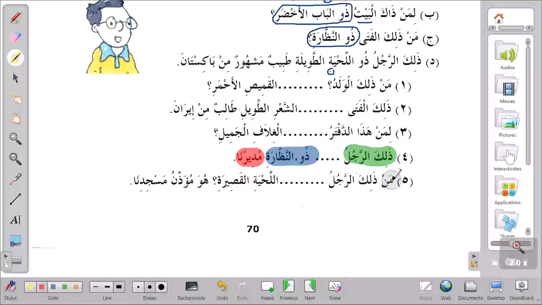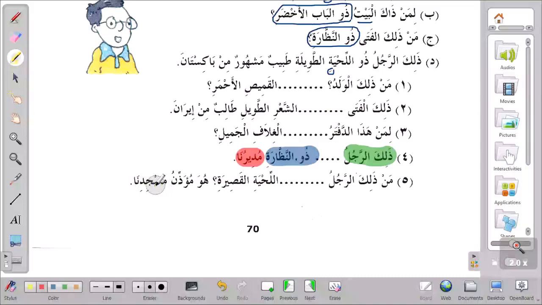Now let's look at the last one. Man zalika rajul? Who is that man? Zullihyatil qasirati, with short beard. You can remember qasirun means short, but because lihyatun is feminine, they say al-qasirati. So: man zalika rajulu zullihyatil qasirati. I hope that is clear. Huwa muazzinu masjidina.